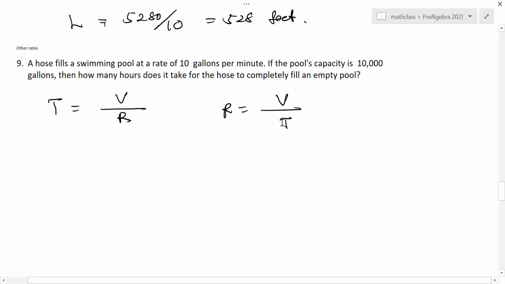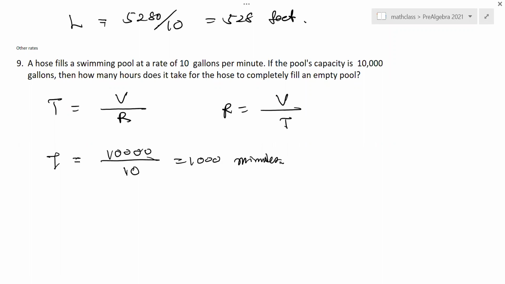And then from here, you can get the time. So the volume is 10,000 gallons, and the rate is 10 gallons per minute. So what you get is 1,000 minutes. Now, if you have to find out the time in hours, then you have to convert it to hours. So it's going to be 1,000 divided by 60.